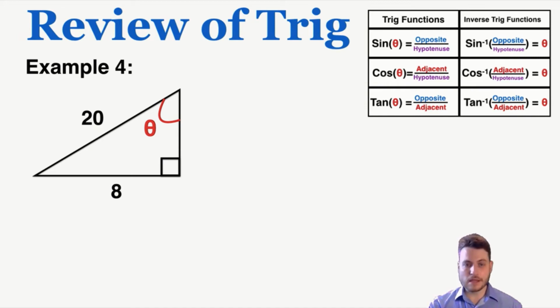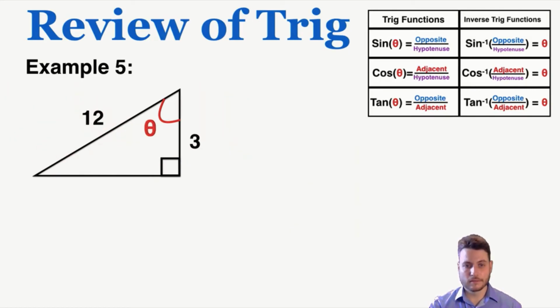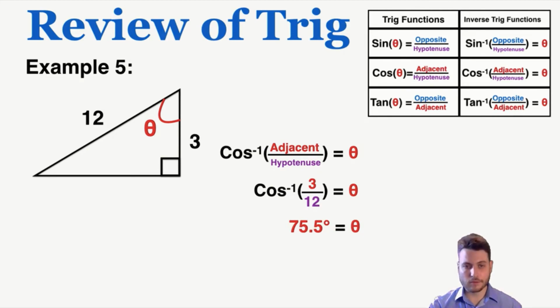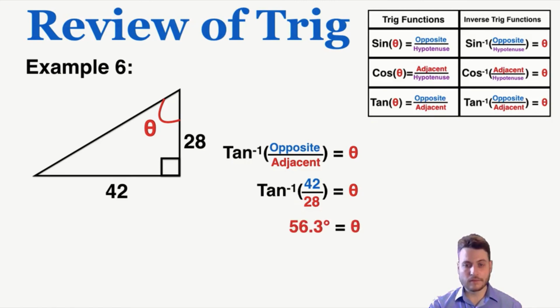Here's another example. This time the angle is on the opposite side, so I can see that because that angle is up there, 8 is the opposite side of the triangle, and 20 is the hypotenuse, so I'm using sine, and I get 23.6 degrees. Here's another example. This time 3 is adjacent and 12 is the hypotenuse, so I'm using cosine, and I get 75.5 degrees. Example number 6, I've got an opposite and an adjacent, so I'm using tangent, and that's tangent inverse because I'm trying to find the angle. Plugging this in gets me 56.3 degrees. So that's how you use inverse trig functions to find the angle of a triangle.